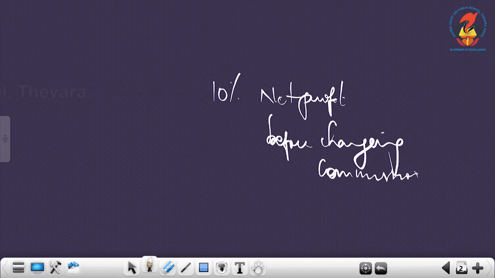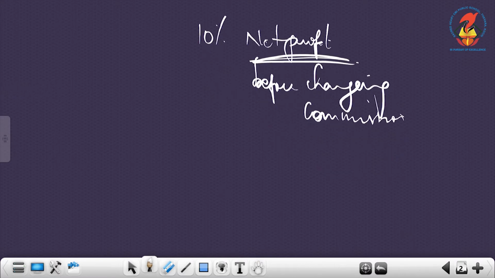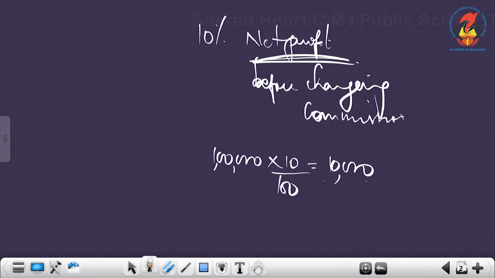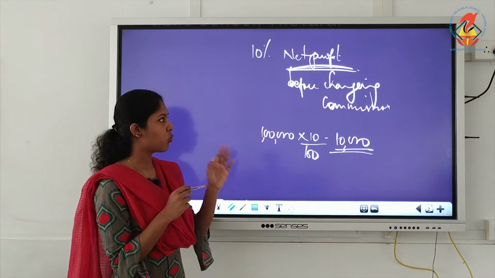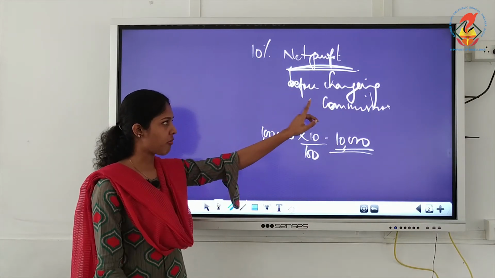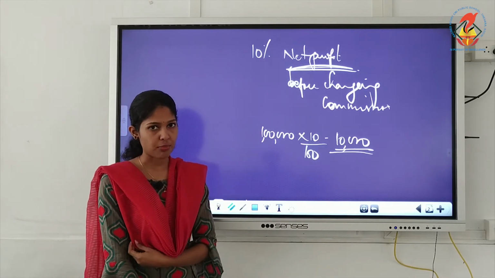And we know that we have to compute this 10% on the net profit. Net profit is something which you will get from your P&L account. So from the P&L account, suppose you got the net profit as 1 lakh. So what will be the manager's commission? 1 lakh into 10%, just cut 1 zero, your manager's commission will be 10,000. Okay, so this is the effect when it is computed on net profit before charging such commission.